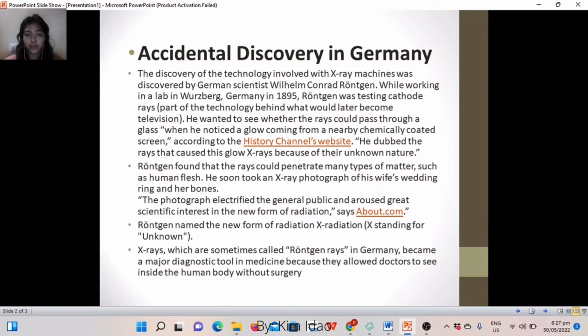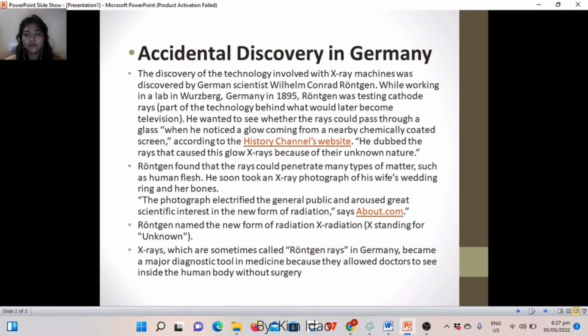Röntgen was testing cathode rays, part of the technology behind what would later become television. He wanted to see whether the rays could pass through glass when he noticed a glow coming from a nearby chemically coated screen. According to the History Channel's website, he dubbed the rays that caused this glow X-rays because of their unknown nature. Röntgen found that the X-ray could penetrate many types of matter, such as human flesh.